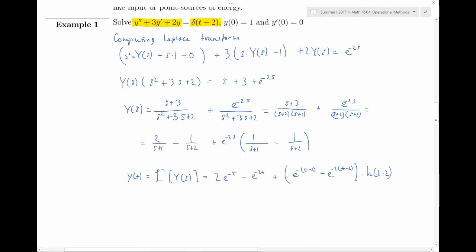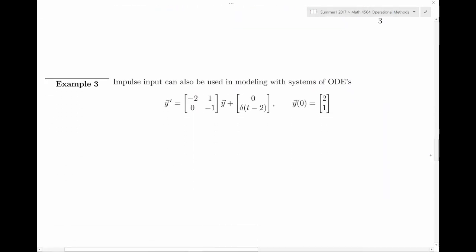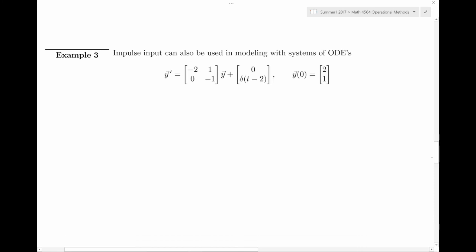Let's also look at how the delta function can be seen as the input for systems of linear equations. In this example we have a quite simple linear system. It's a 2 by 2 system, and the second component has a delta function applied to it at t equals 2. So again, let's apply the Laplace transform and see what happens. S times the vector of the Laplace transforms minus the initial conditions should be the matrix multiplied by the Laplace transform of the vector y plus the Laplace transform of the forcing term, which is 0 for the first component and e to the minus 2s for the delta function.